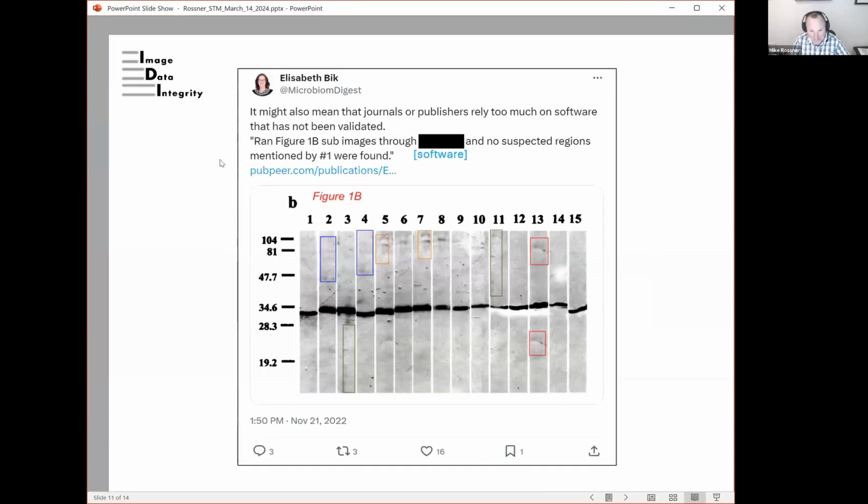Here's an example that Elisabeth Bik tweeted about 1.5 years ago now, where an author tried to dismiss an allegation of image duplication using software, where in the image, the duplications were completely evident visually.